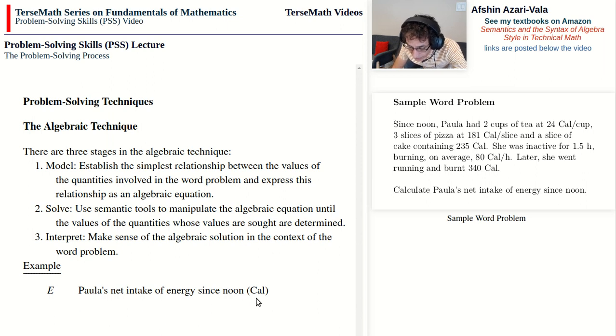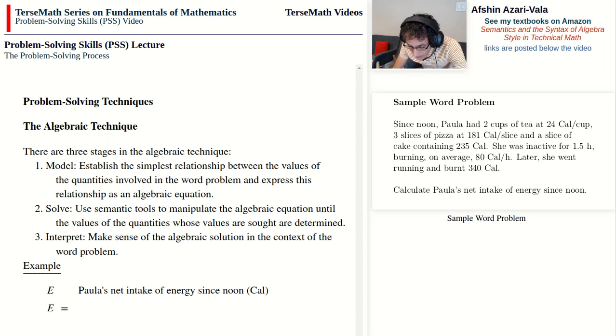This kind of statement is quite common, especially if you write reports. Usually at the beginning of the report there is a listing of the many different quantity symbols, what they represent, and what units are used in the calculation of their values. That way there is a reference. If someone is reading your report and they come across, let's say, capital E, and they don't quite remember what it represents, they can always go to the page where the listing of all the quantity symbols is, and there they will find that E is Paula's net intake of energy since noon in calories.